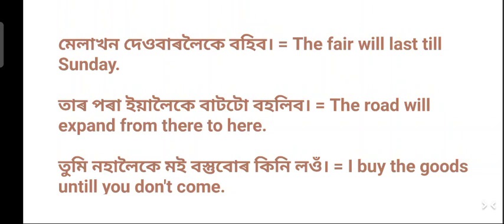Tarpora yaloike batu boholibo. Tarpora means from there. Yaloike means to here or till here. Batu, the road. Boholibo means will expand. The road will expand from there to here. Here yaloike. Ya is the oblique form of e. E also means like this. Ya loike, to here.